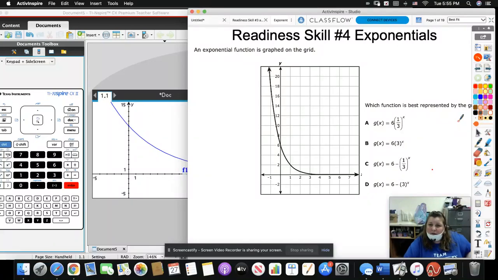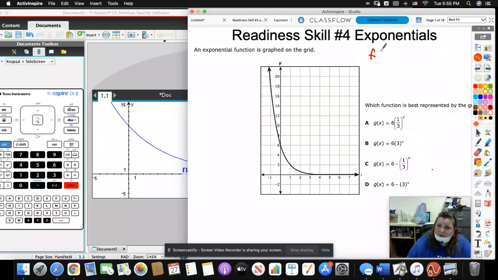All right, this is readiness skill number 4, exponentials. For whatever reason, the way the test is formatted and the way they have the objectives positioned, exponentials ends up having a lot of questions on the test. Now, some of these questions overlap with calculator skills. For example, this one. But there's some basic information we need to know about exponentials.